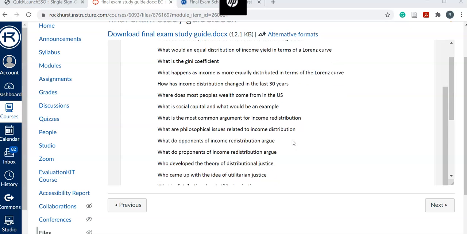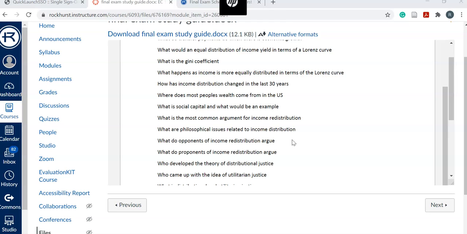What is the most common argument for income redistribution? Okay, so this gets into that philosophy stuff. And so, most common argument, truly, I think, is because it is correct, but that wealthy countries should have the ability to have all people be able to have some basic standard of living. Okay, also, concentrated wealth causes an issue in terms of power and economic democracy.